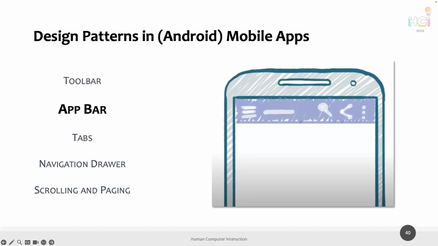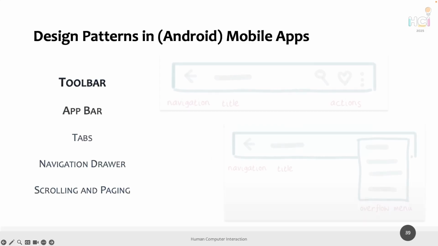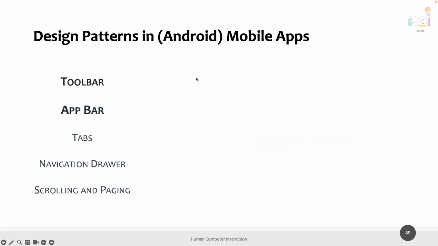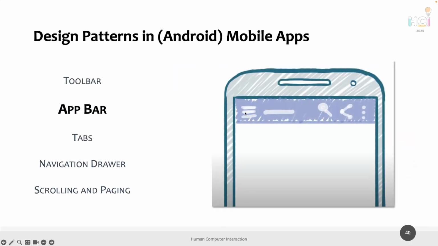A special case of the toolbar is the app bar, which is the toolbar that appears in the home page. So it's the home page toolbar. And in this case, you don't have, for example, the back button, but you have again the hamburger menu to open the navigation drawer. Then you still have the title and some action buttons here.